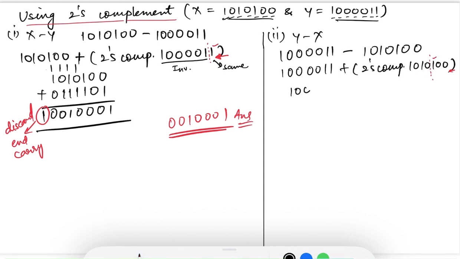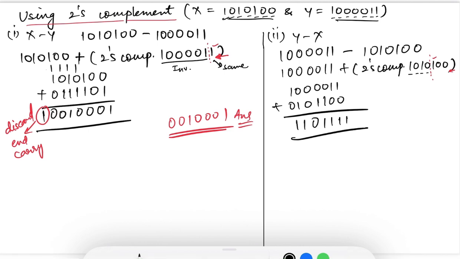So now add these two numbers. What will be the 2's complement? 0101, 0101 and 100. Add both numbers. 1 plus 0 is 1, 0 plus 1 is 1, 0 plus 1 is 1, 0 plus 0 is 0, 0 plus 1 is 1, 1 plus 0 is 1. So have you encountered any end carry? No, there is no end carry. That means the result is negative, and the result is in its 2's complement form.